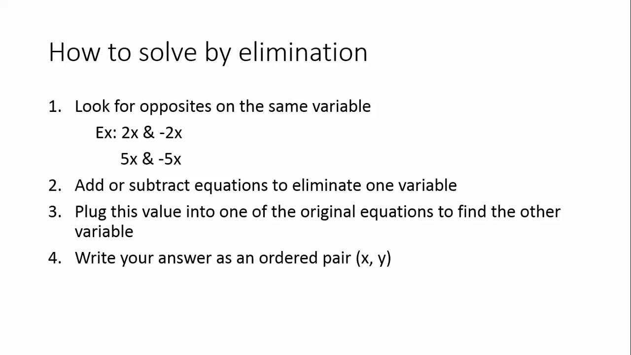So this is how you solve by elimination, and please write these steps down, as you can refer back to them as you're solving the problems. What you want to look for are opposites on the same variable. So for example, you want to see a 2x and a negative 2x, or a 5x and a negative 5x. Those are opposites. But we want the same coefficient. Then you need to add or subtract the equations to eliminate one of the variables. Then we plug that value back into one of the original equations to find the other variable, and we write our answer as an ordered pair, just as we have in the previous 2 lessons.